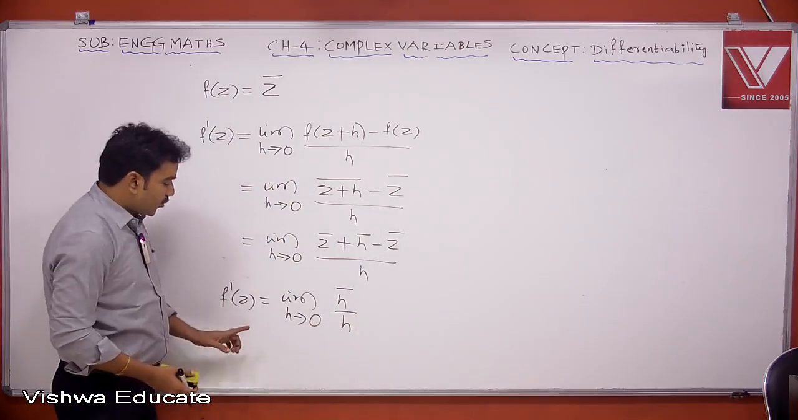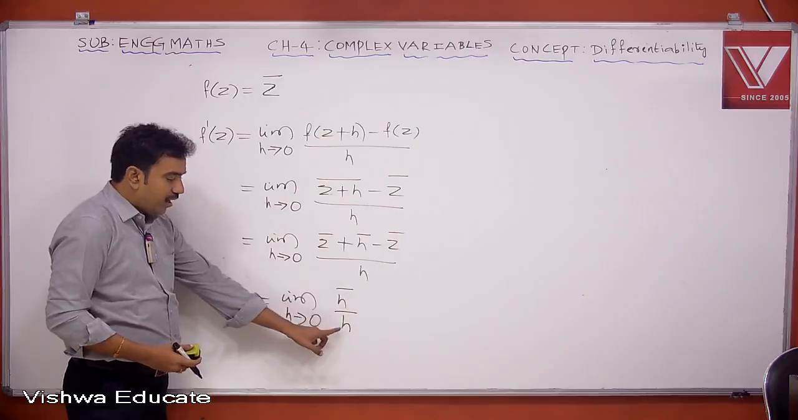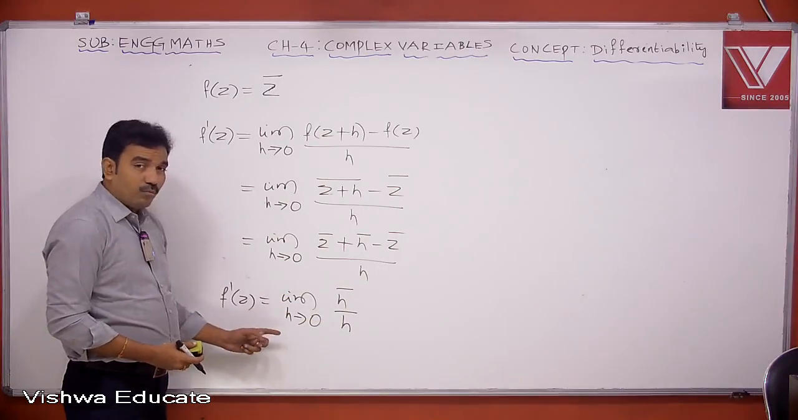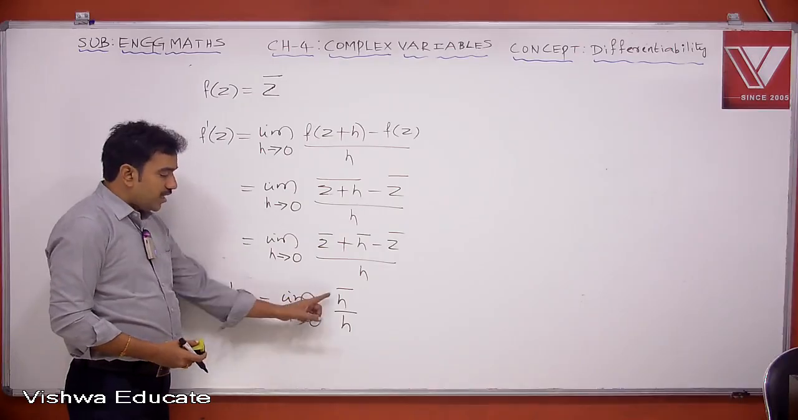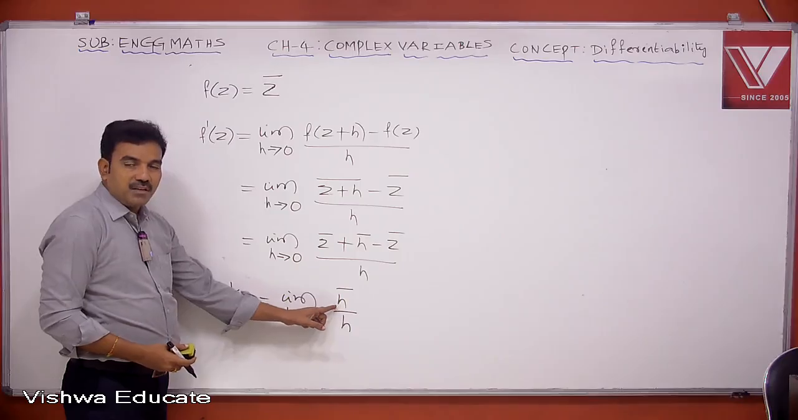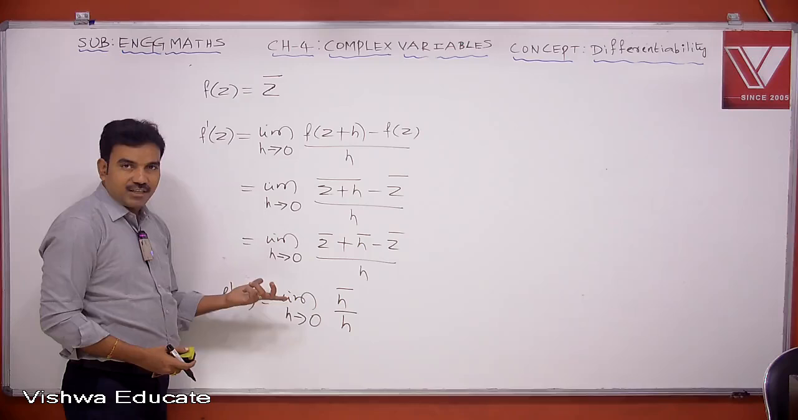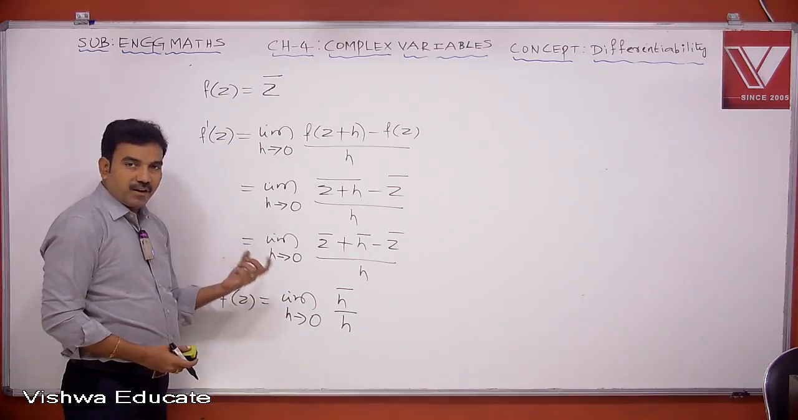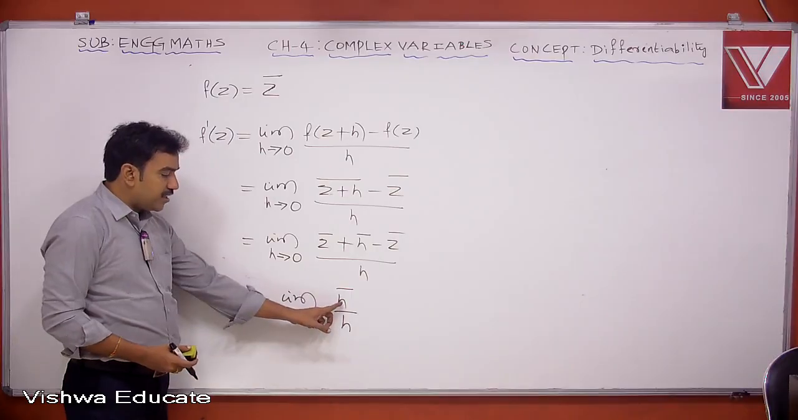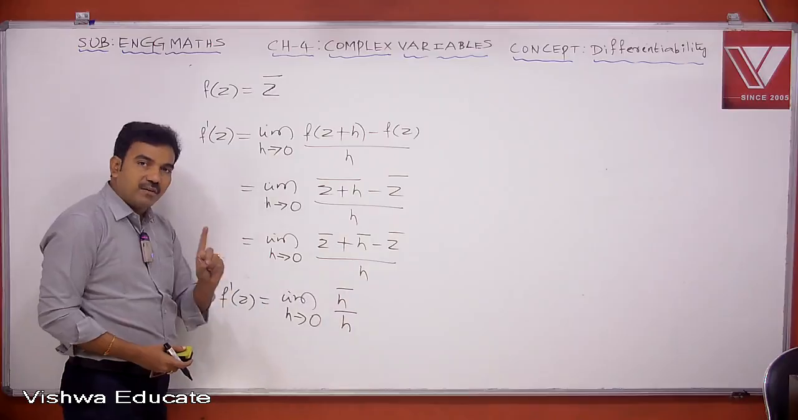So interestingly we got the derivative like this: limit h tends to 0, h bar divided by h. Can you guess this value? We can't say, because if h is a real number then h bar becomes h. If 2 is a real number then what is 2 bar? It is 2 only, because for a real number its complex conjugate is the same. Then if h is a real number, h bar becomes h. In this case h and h will get cancelled, you will get 1.